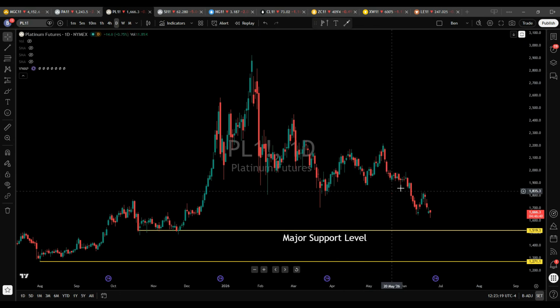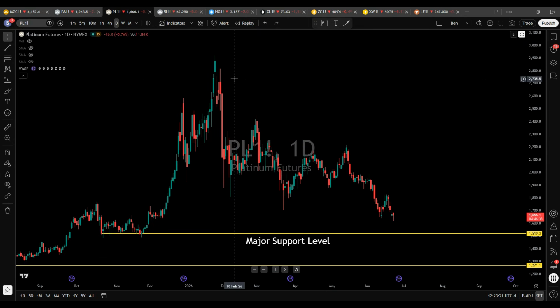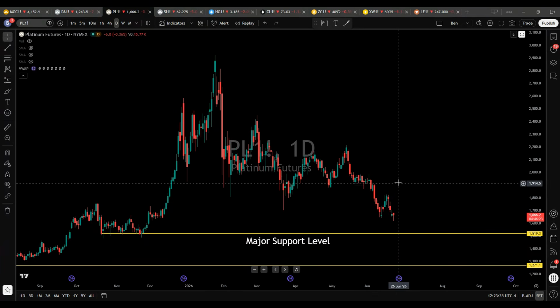Platinum PL1. Look at this downtrend. Pivot top, pivot low, lower high, lower low, lower high, a little bit of a higher low. Started to look like we were going to uptrend. However, we had this massive reversal. Now, the shorter term time frame is actually taking control of Platinum futures.